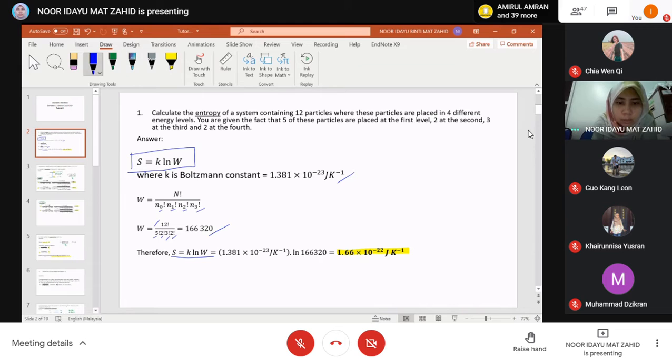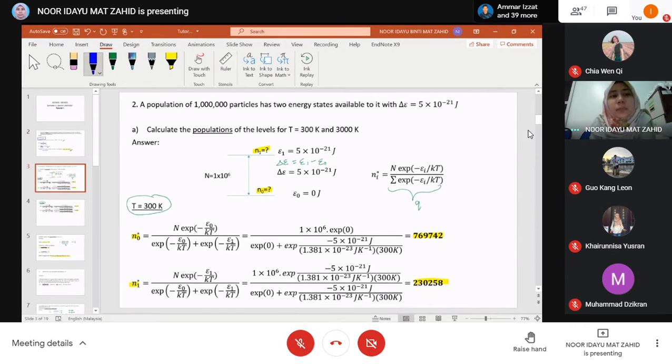So the unit should be joule per Kelvin for the Boltzmann constant, with this value multiplied with ln W, and the final answer would be 1.66 times 10 to the power of negative 22 joule per Kelvin. So this is the common unit for entropy. So a straightforward question.